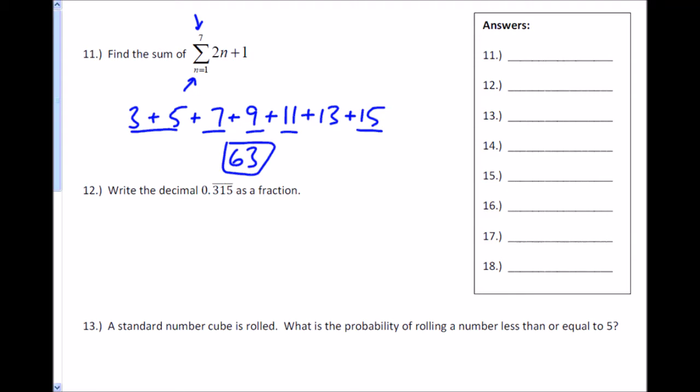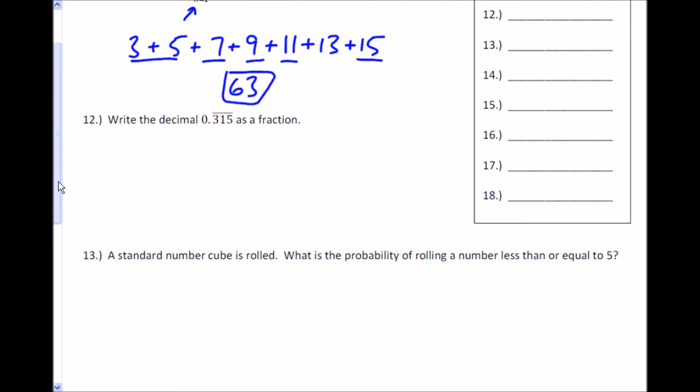For the next one, it says to write this decimal as a fraction. Remember, when we have a repeating decimal and all the values are being repeated, I just put the 3 repeated values over however many 9s I need. In this case, 3 repeated values goes over 3 9s. Okay, if it was 2 repeated values, it would go over 2 9s. And I just simplify this thing as far as I can.